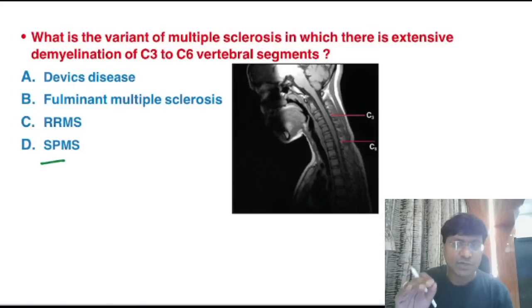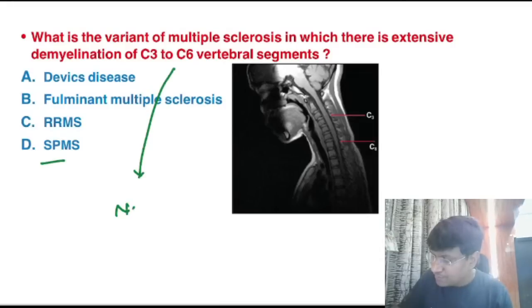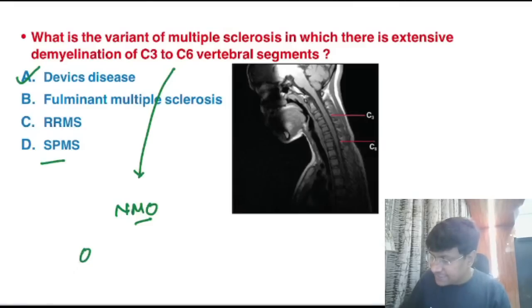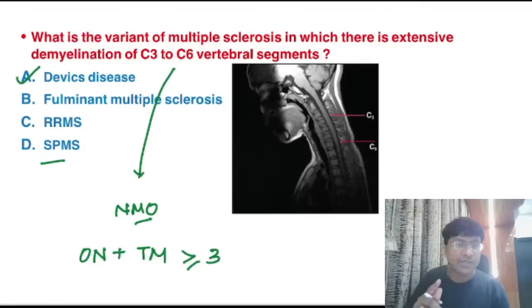The variant of multiple sclerosis where there is extensive demyelination of C3 to C6, we call it neuromyelitis optica, and this neuromyelitis optica is nothing but Devic's disease. Now in patients with Devic's disease, there will be optic neuritis, along with transverse myelitis extending over three or more vertebral segments. That is Devic's disease or neuromyelitis optica.